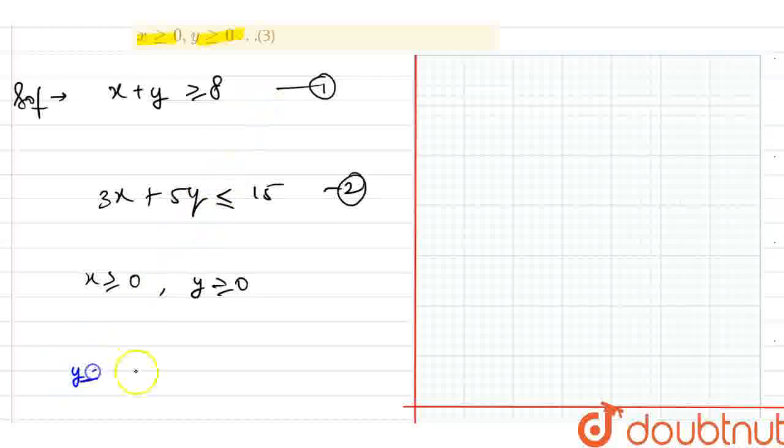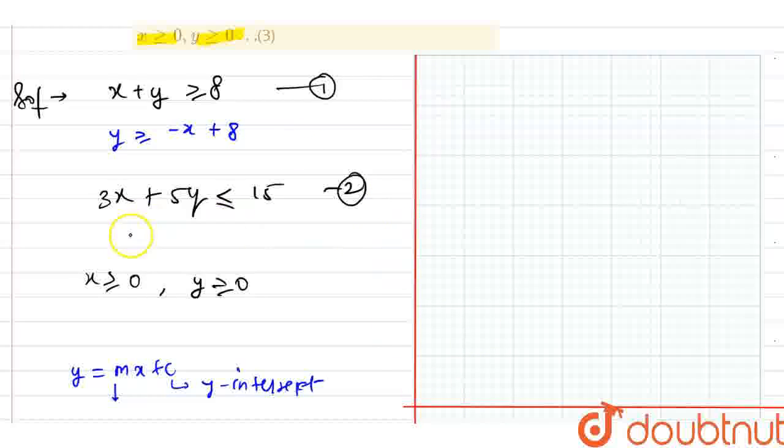As you already know, y equals mx plus c is the general equation for a straight line, where c is the y intercept and m is the slope of the line. So I'm going to write this line in this form. y can be written as y is greater than or equal to minus x plus 8, where minus 1 is the slope and plus 8 is the intercept. So I'm marking plus 8 as the intercept on the y-axis, and before that I'm writing the second equation in the general form. It will look like y equals minus 3 over 5 x plus 3. So here 3 is the intercept.